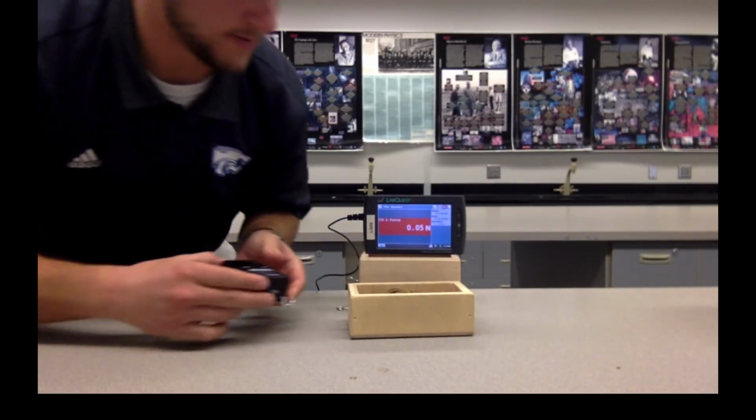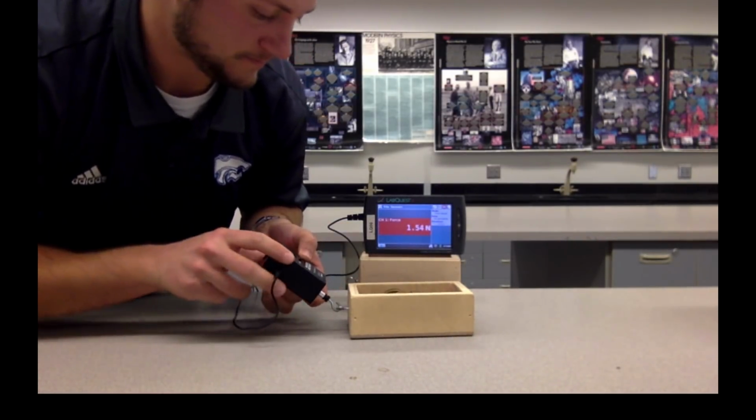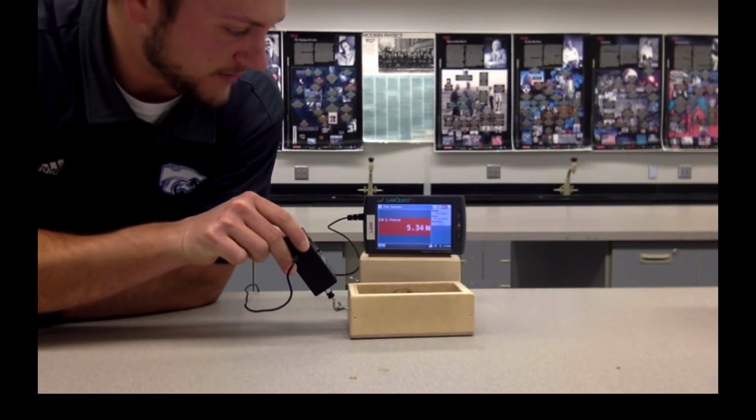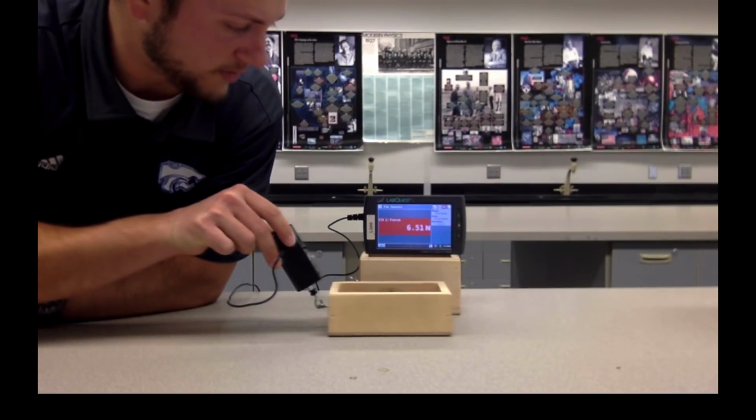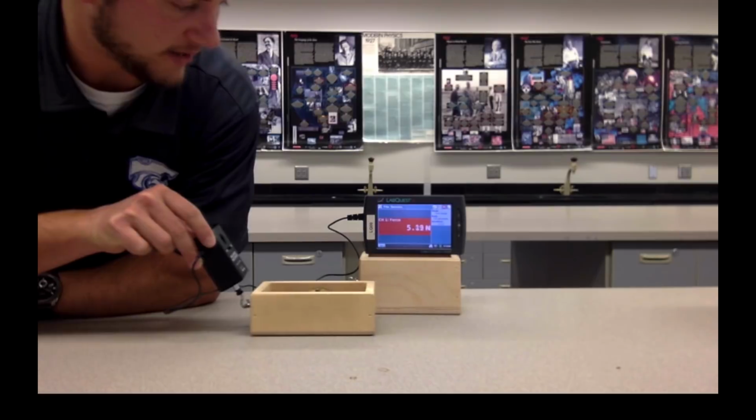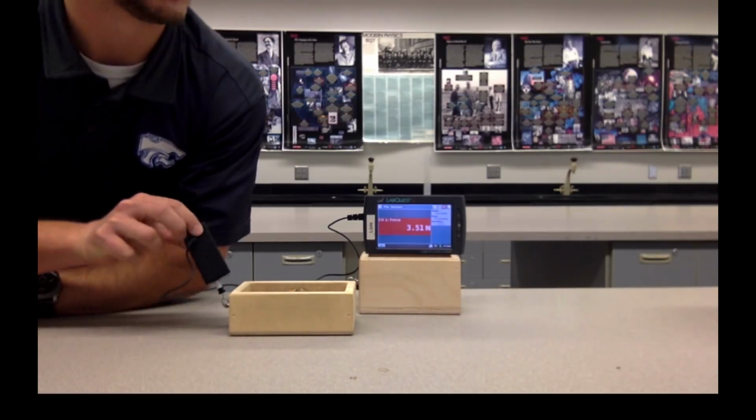If we look at what happens when we pull this up at an angle, so now we're trying to move it horizontally, but we're pulling at an angle. This overall force is going to peak out at just over 6, but now look at that kinetic force. It maintains at just over 5.